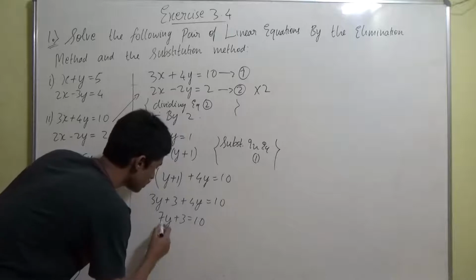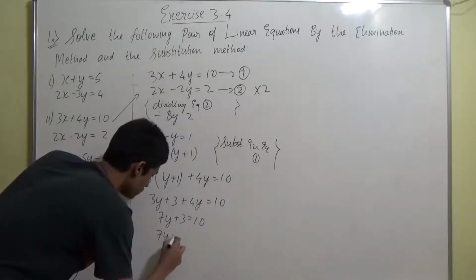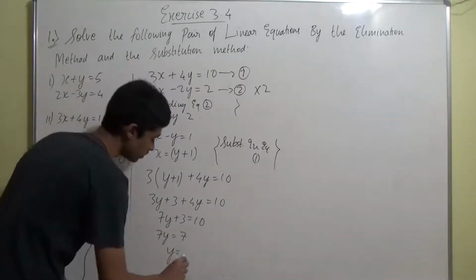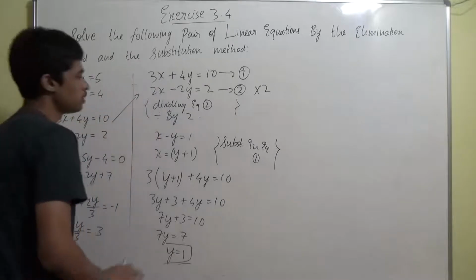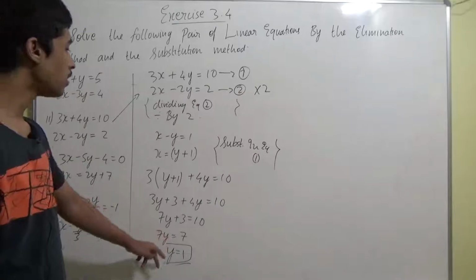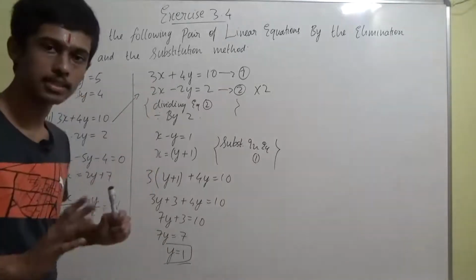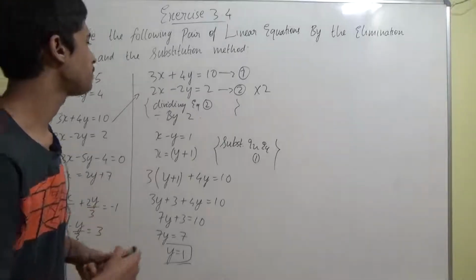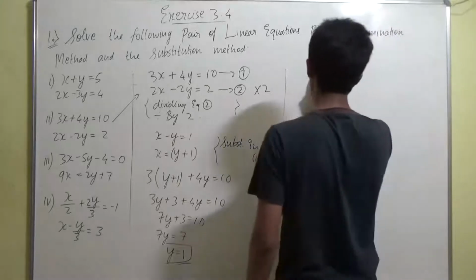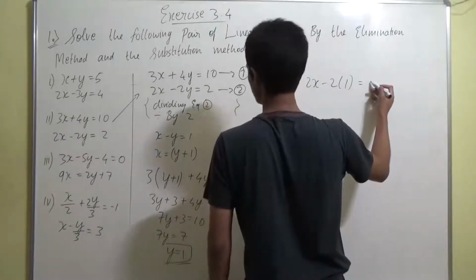So this will become 7y equal to 10 minus 3, which is 7, which means 7y equal to 7, which means y will become equal to 7 by 7, nothing but 1. That's it. Finally we found the value of y. Now this value of y you can substitute in any of these two equations and find the value of x, guys. As simple as that, right? Now I'll substitute this value of y in equation 2 and find the value of x. 2x minus 2 into y, which is 1, equal to 2.